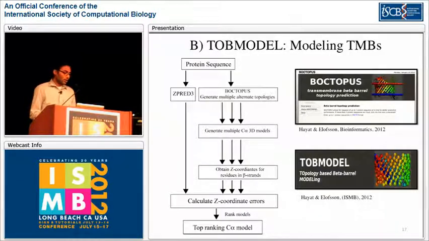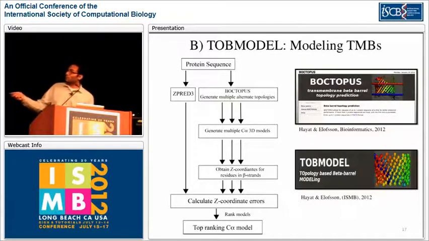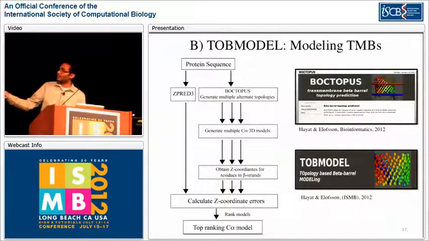Keeping that in mind, what we also wanted to have is a 3D representation of our topologies. And we were hoping that with the 3D topologies, we would be able to get rid of some more errors. So we developed a pipeline, which is as follows. You have the protein sequence here. You can generate these multiple alternate topologies using different parameters, using Boctopus. And then you generate multiple C-alpha 3D models.